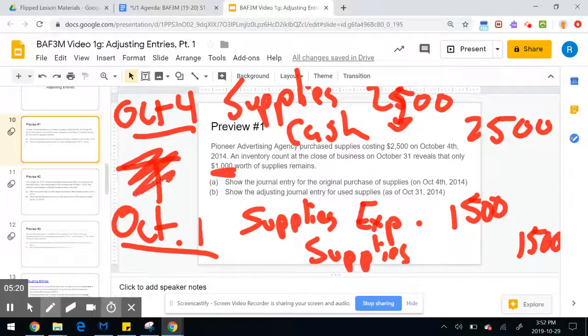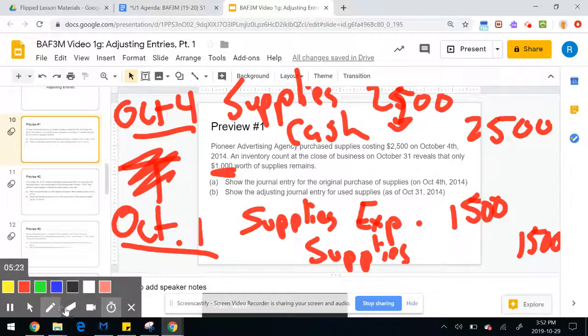Whoops, actually, I'll show you that account later. So I'll explain that a little bit more later. See if you can make some sense out of it for now. That's our first adjusting entry.